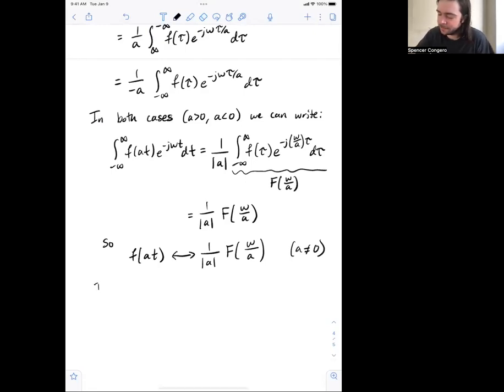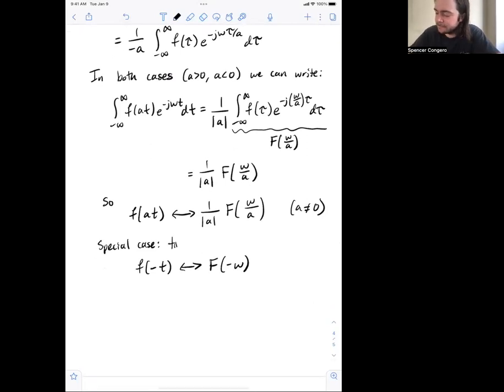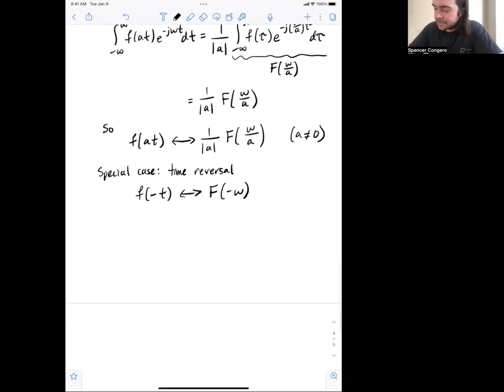In particular, a special case: f of -t, time reversal. What do I get? Well, the absolute value of -1 is just 1, so I just get F, and then omega divided by -1 is just negative omega. So we get time reversal as a special case. That can be useful too. All right, let's keep going.